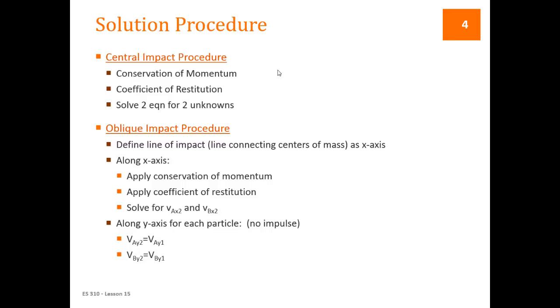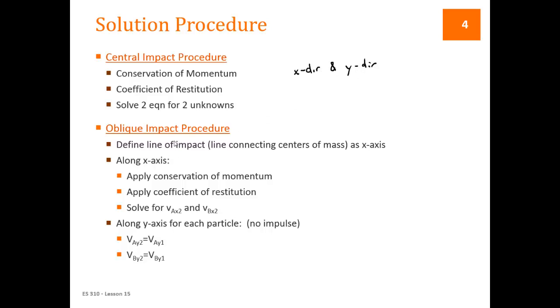There are 2 different procedures we're going to use today, one for central impact and the other for oblique impact. For central impact, we're going to apply the conservation of momentum and the coefficient of restitution, and we'll have 2 equations and 2 unknowns. Note, we're going to do this for each of the directions. So we could do this for the x direction and the y direction.